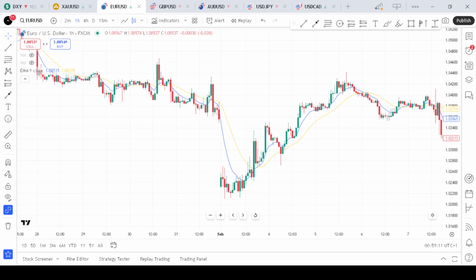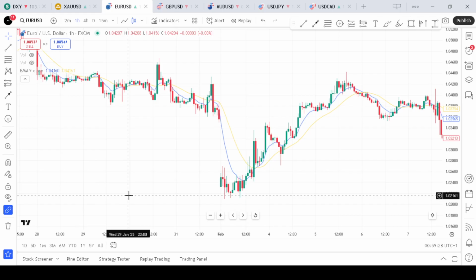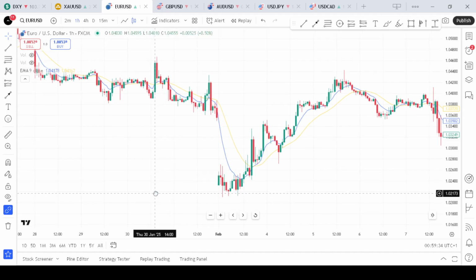So the EMA crossover trading strategy is what we understand as the EMA crossovers. Let us dive into a comprehensive trading strategy that utilizes this powerful tool. This will be a step-by-step approach. We will help you to identify potential trade setups and manage your position effectively.